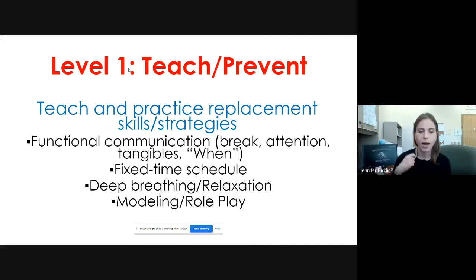So when I say I want a break, I get to go to this break area and I get to chill out for a little bit. Or maybe when I say I need a break, the worksheet goes away for a little bit. And so later on, when they're at those heightened levels of arousal, because they've had that repetitive practice, they're more likely to demonstrate that skill as they get to those more heightened levels of arousal. Other skills that we might be practicing here might include deep breathing, relaxation.